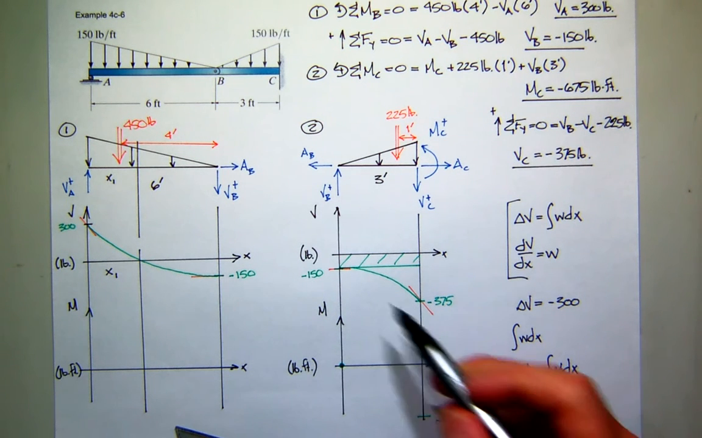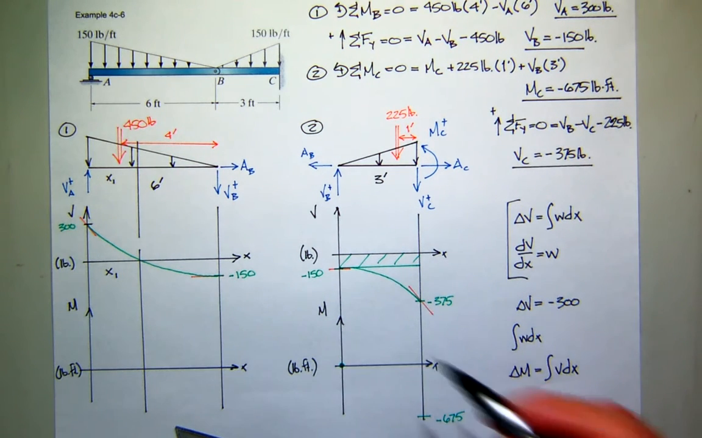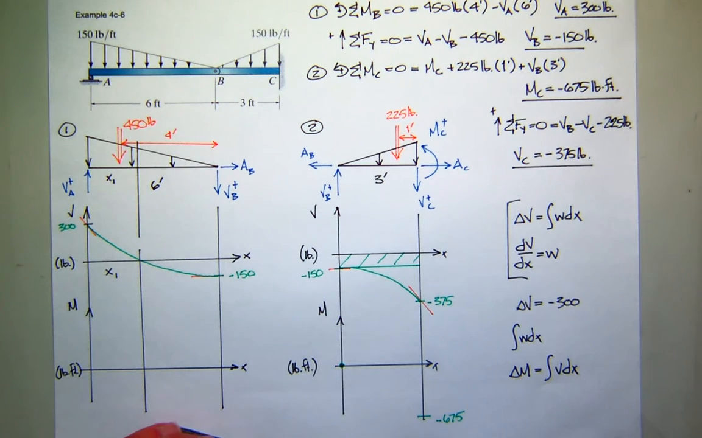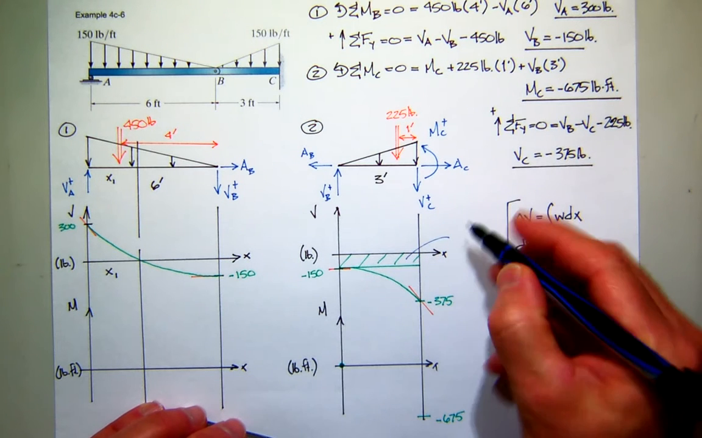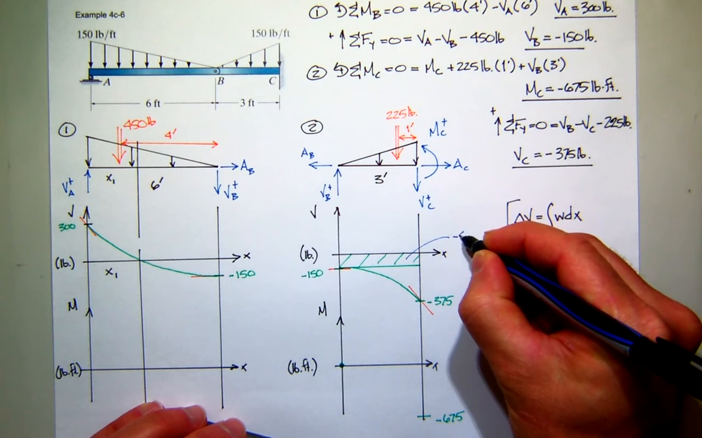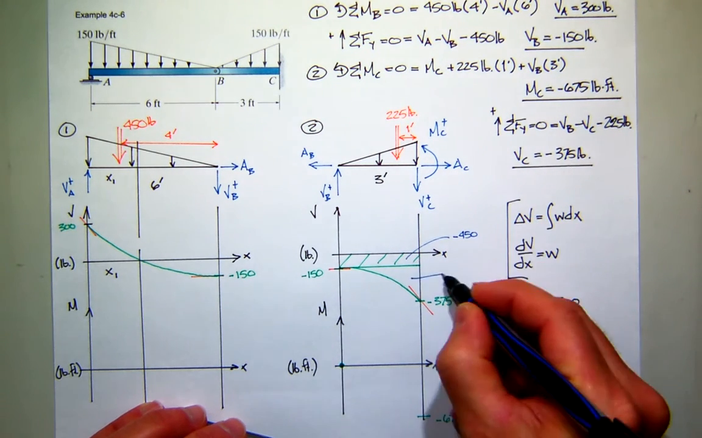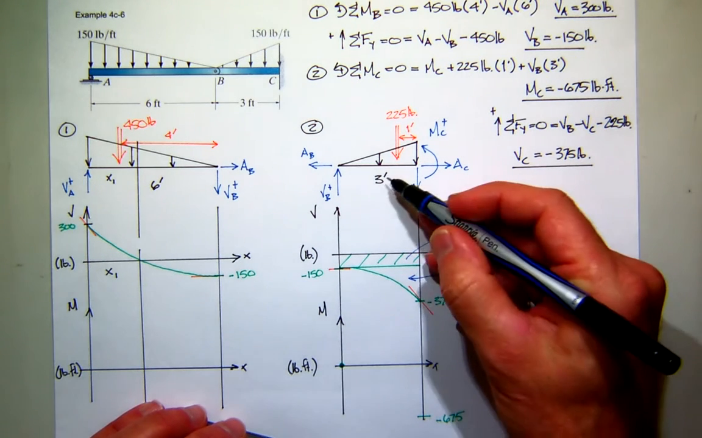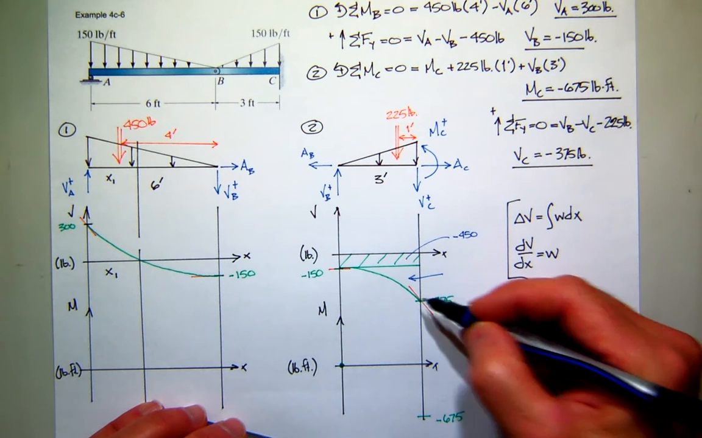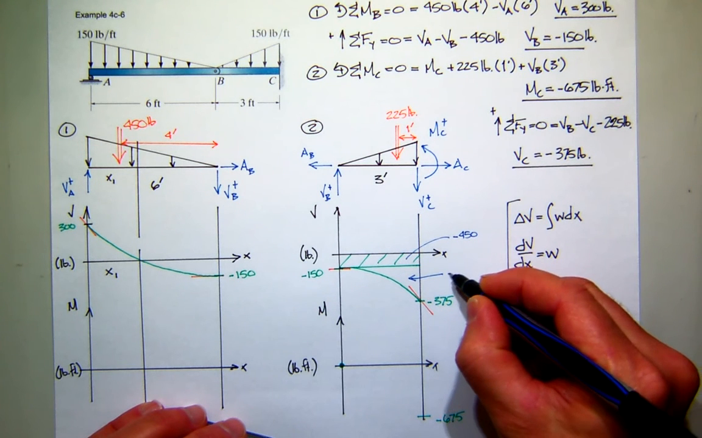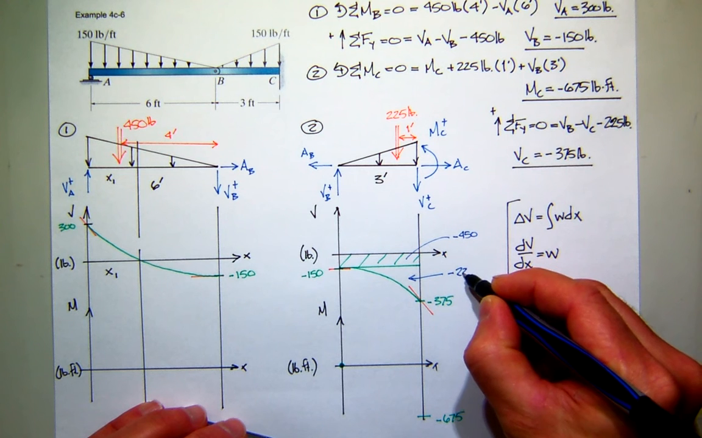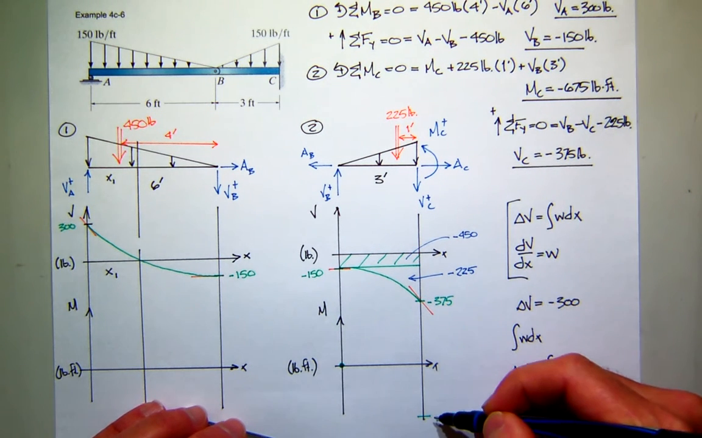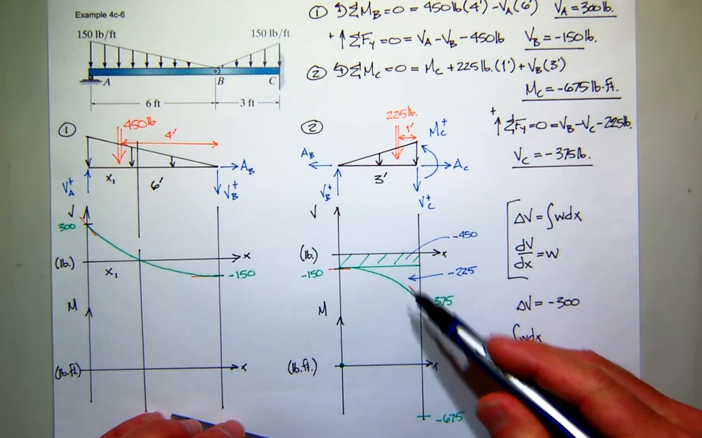So let's look at what that would be. What's this rectangular piece? It's 150 times 3. That's negative 450, right? So let me just pencil in that area is negative 450. And what's this area? It's 1/3 base times height. Well, 1/3 of 3 is 1, and the height here is 225. So that's negative 225. You add those together, you get negative 675, so it matches. So the area under the curve is the change.